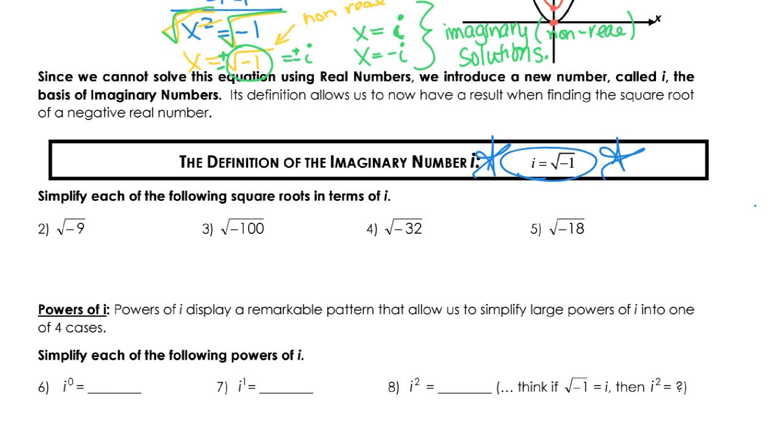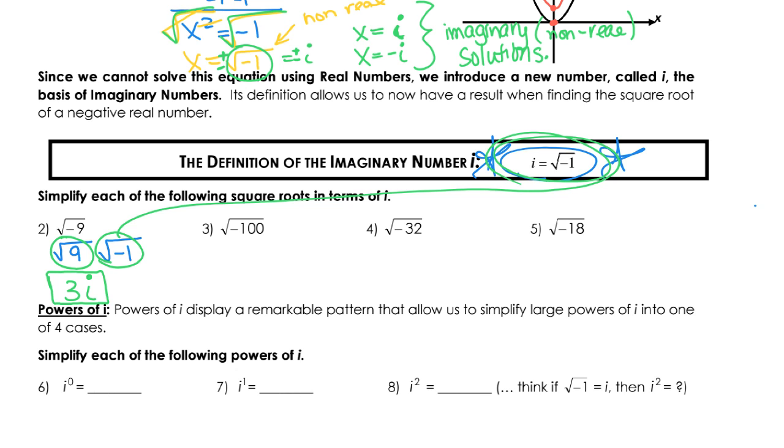This is how I think of it. I always break it up into 9 and then a negative 1. 9 is going to give me the 3, and the square root of negative 1, remember our little rule up there, is i. And so we end up with 3i.